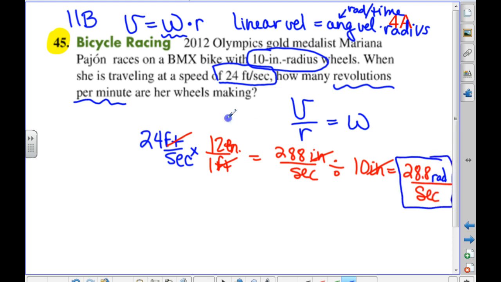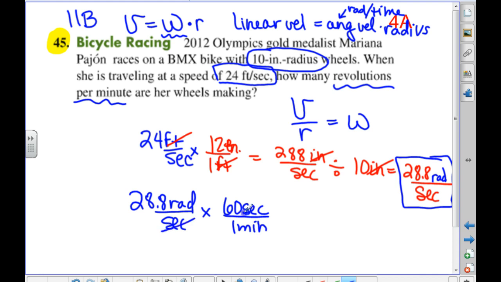Is that an angular velocity? No, because it's not per minute. Okay? We want revolutions per minute. We're close. What do we need to do? 60 seconds per minute. So now we have radians per minute. Unfortunately, it doesn't want radians per minute. It wants revolutions. Where do we need to write radians? Revolutions on the top. What's the conversion?